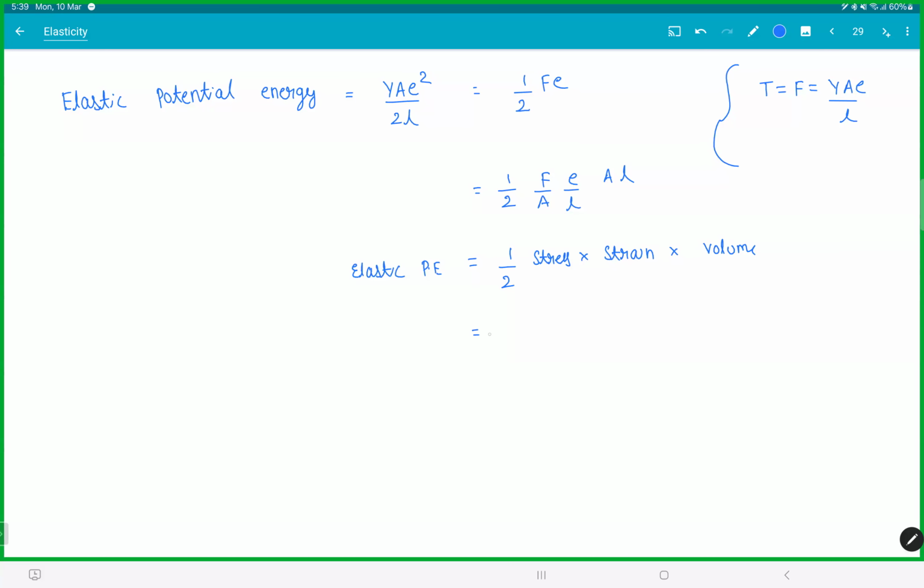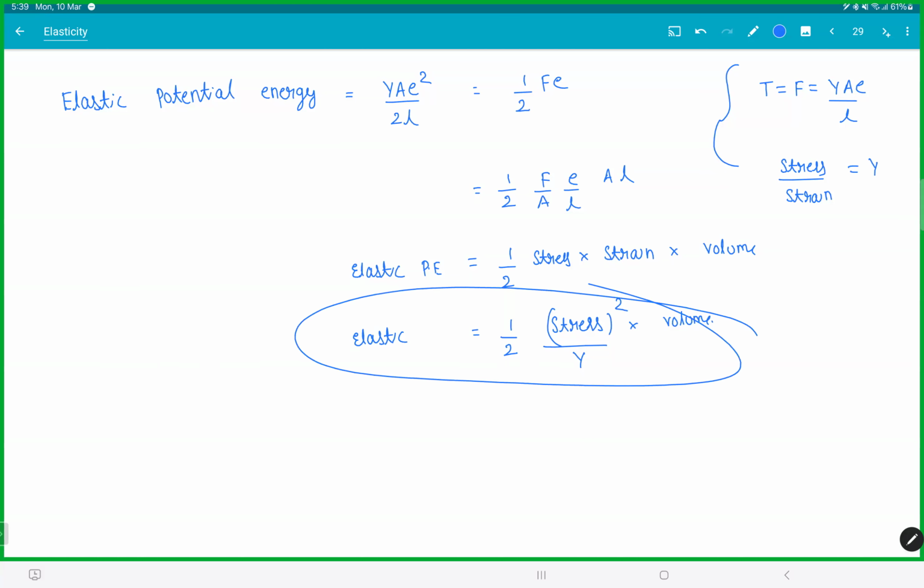But more than this, I would like this one. I can write strain, and we also know stress by strain is Y. So I'll replace strain with stress. So this will become half stress square by Young's modulus into volume. This is a form which I like, especially while doing integrations. You will notice this formula really helps us a lot.